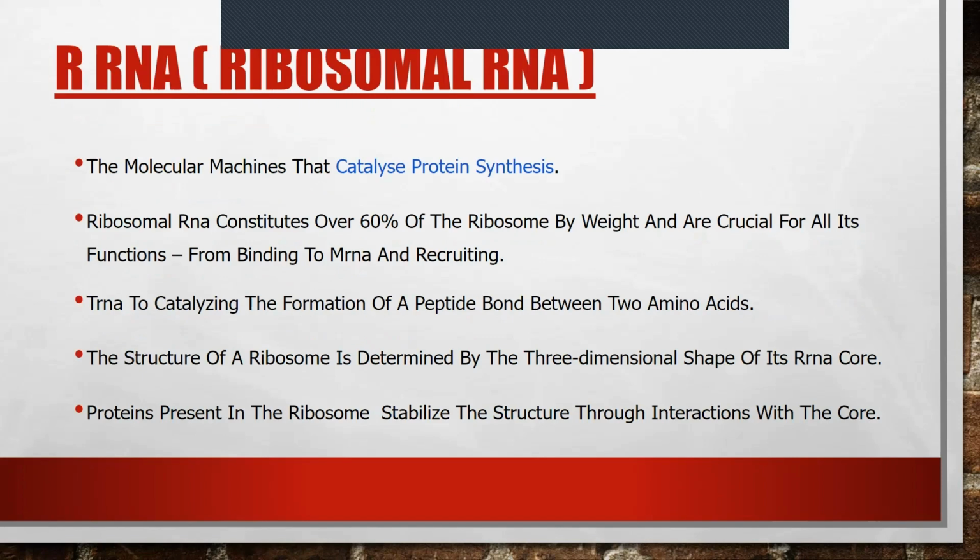Now let's look into rRNA. rRNAs are the molecular machines that catalyze protein synthesis. They constitute over 60% of the ribosome by weight and are crucial for its function. Their functions range from binding to mRNA and recruiting tRNA to catalyzing the formation of peptide bonds between two amino acids. The structure of the ribosome is determined by the three-dimensional shape of its RNA core. The proteins present in the ribosome stabilize the structure through interaction with the core.